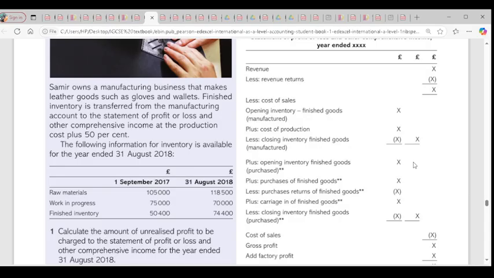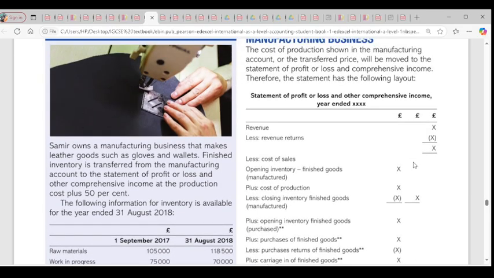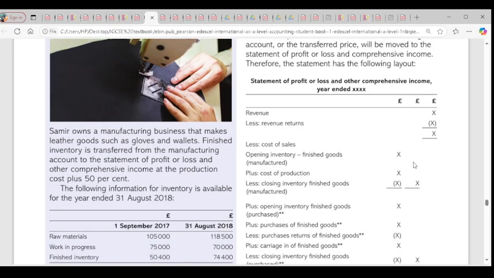Then our closing finished goods, 74,400 at 50%, or 50 over 150, because 50% is added to it. Instead of 50 over 100, it becomes 50 over 150, because 50 is added. Do you get the point I'm making here? So our cost is now 50 over 150, that gives us 24,800. Okay. So 24,800 minus 16,800 gives us our expenses, which is unrealized. So that's 8,000. So it will be 8,000 we consider as expenses, and will be taken away from our profit of manufacturing account. Is it clear?